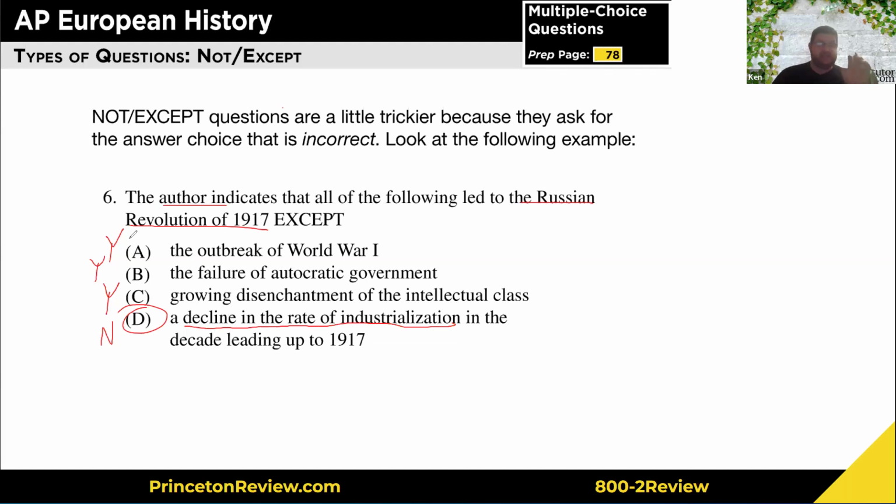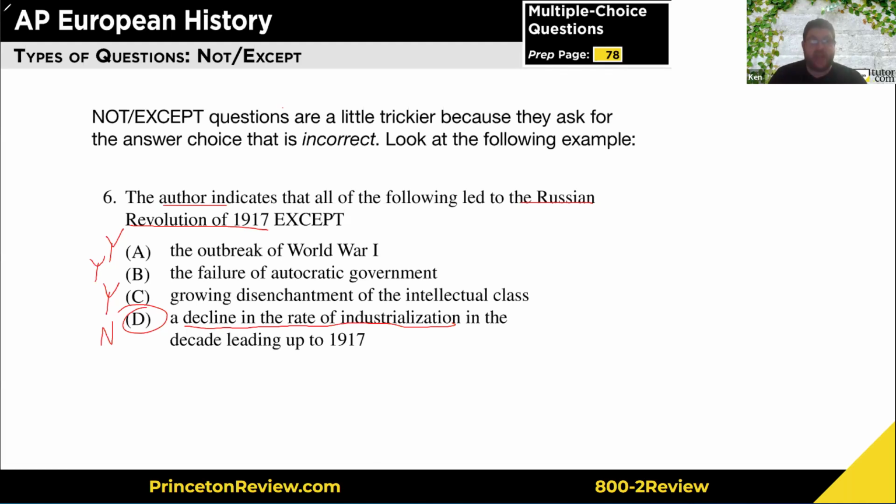So the strategy is, if you're doing an except, least, not question, we put a yes either on the booklet if it's a paper test, or on scratch paper if it's an online test. And we put a yes next to the answers we know are right, a no next to the answer that we know is the odd man out, and we pick the no.